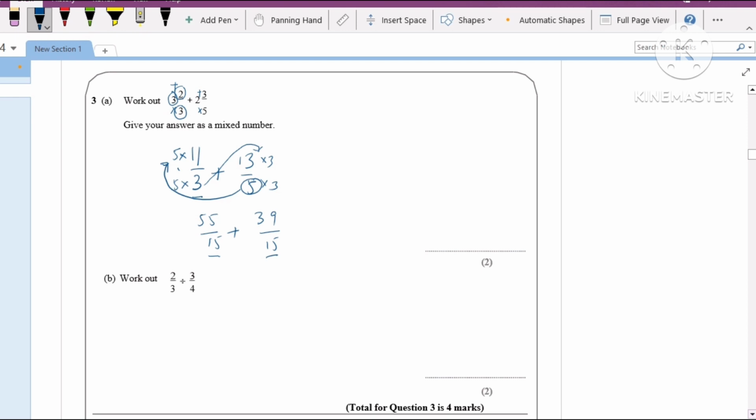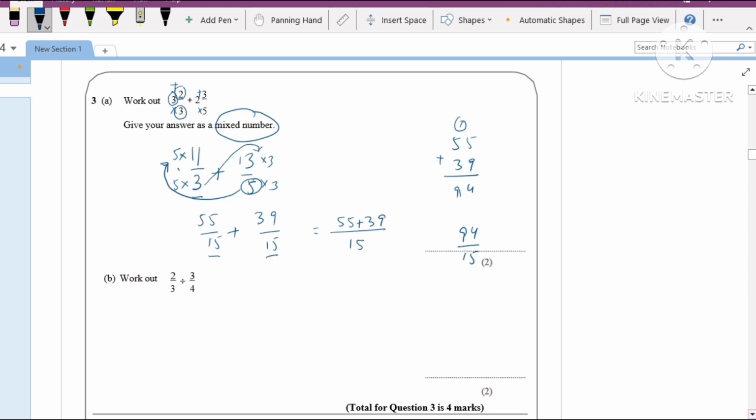So 15, we have the same denominator, so we can write the denominator at once, and we can add these two numbers, 55 plus 39. You can add these two numbers by using the column method. 9 plus 5, that is 14, carry 1. 5 plus 3, 8, plus 1, 9. So 94 over 15 is your answer, but you have to write this answer in the form of a mixed number.